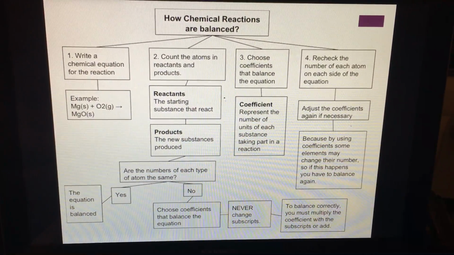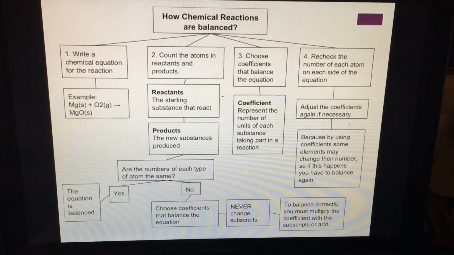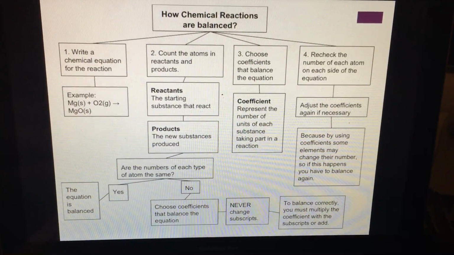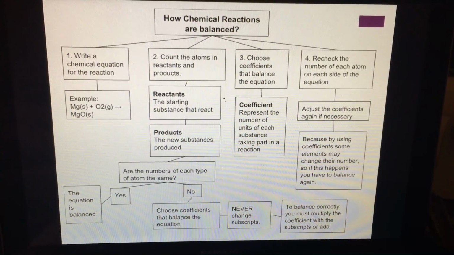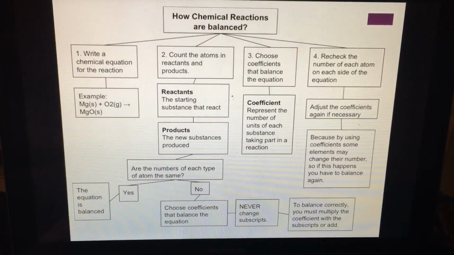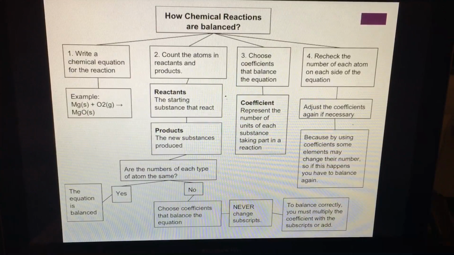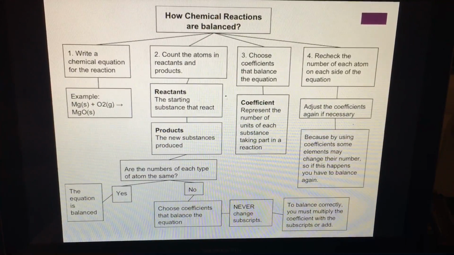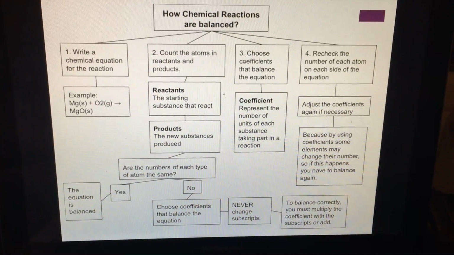Are the numbers of each type of atom the same? If yes, the equation is balanced. If not, you have to choose a coefficient that balances the equation. Remember that a coefficient represents the number of units of each substance taking part in a reaction. To balance correctly, you must multiply the coefficient with a subscript or add.